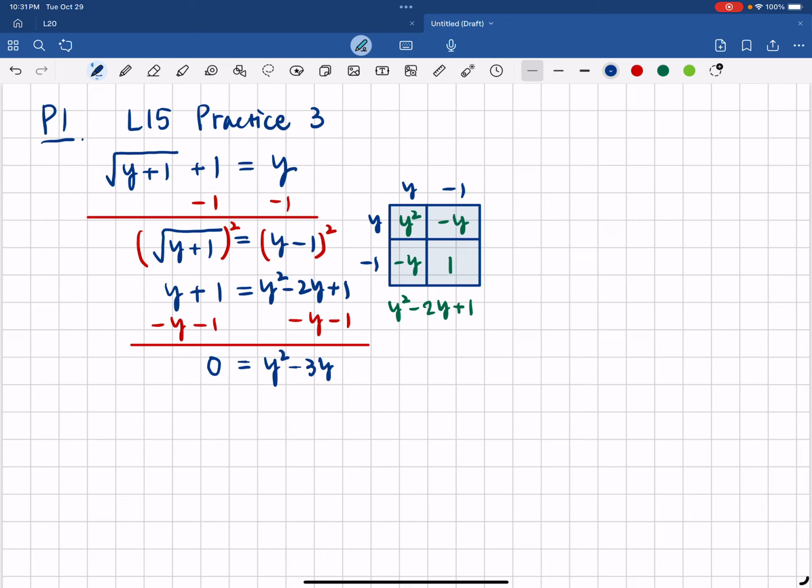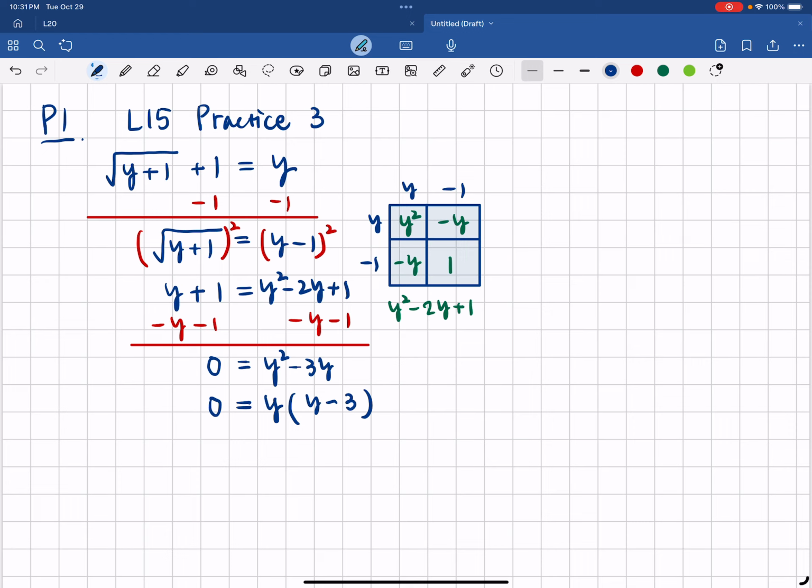This is a quadratic equation that can be solved by factoring. So I'm going to take out the GCF on the right-hand side. They both have y. So you take out y, and then you divide the original y squared minus 3y by y. Y squared divided by y, that's y. Negative 3y divided by y, that's a negative 3. So the right-hand side is simply y times y minus 3.